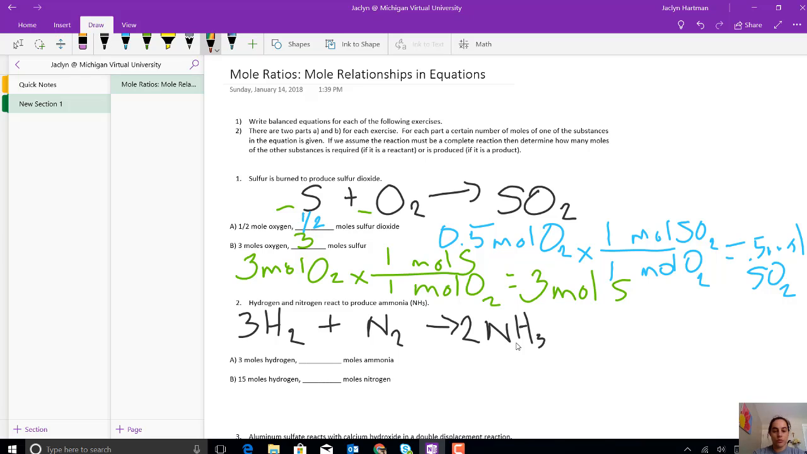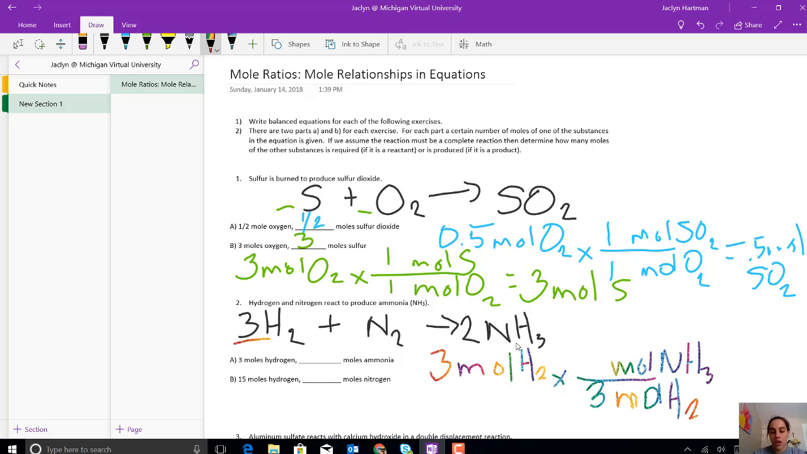So let's take a look at this first one. I have 3 moles of hydrogen, and I want to know how many moles of ammonia that's going to produce. So 3 moles of H2, and I'm going to drop my moles of H2 down to the bottom, put moles of NH3 on top, and bring my coefficients in. So 3 moles of H2 and 2 moles of NH3. And I see then that I produce 2 moles of NH3.